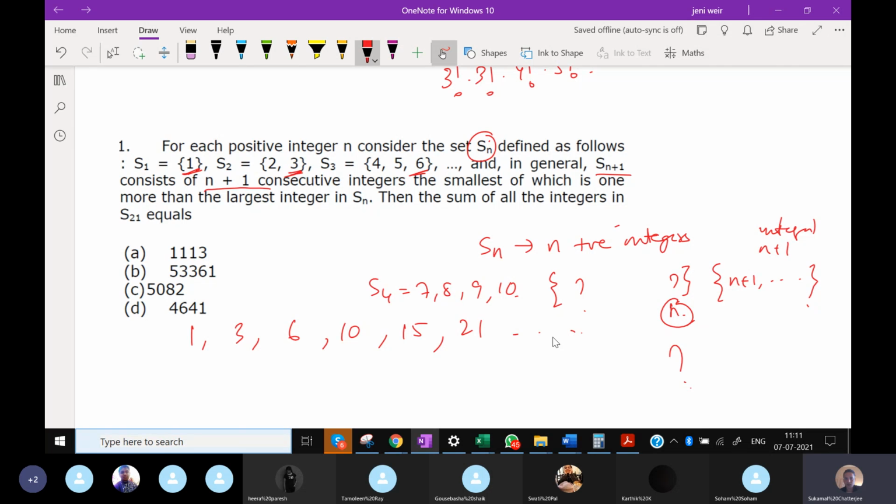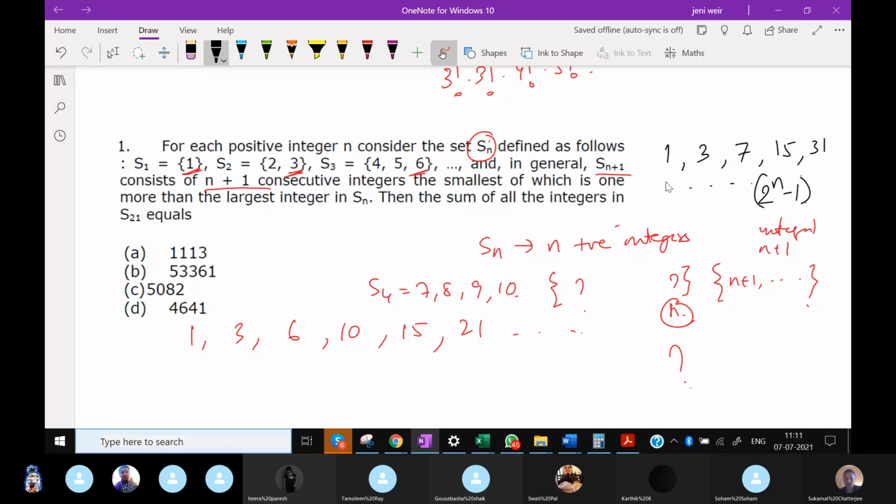This is a very famous series. 1, then 1 plus 2, plus 3, and it goes on like that. Yes. So you have to be familiar with these three basic series. 1, 3, 7, 15, 31. What series is this? This is 2 to the power n minus 1.